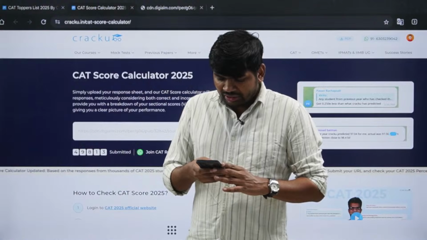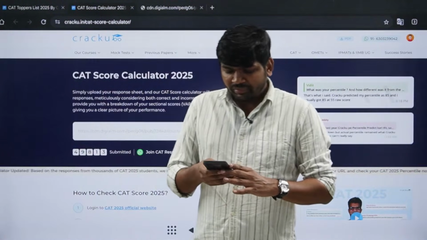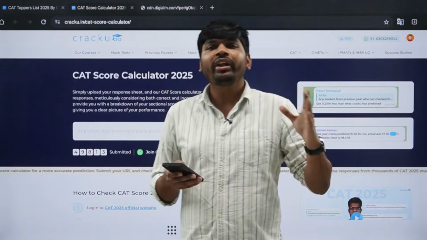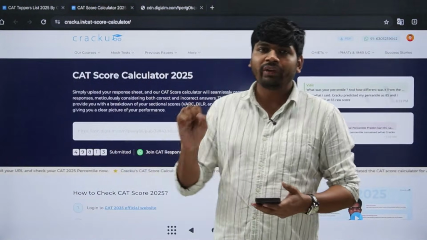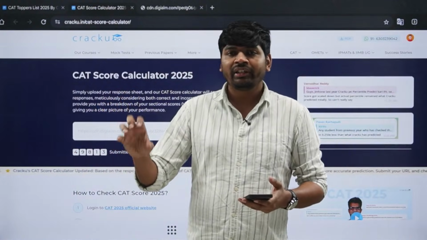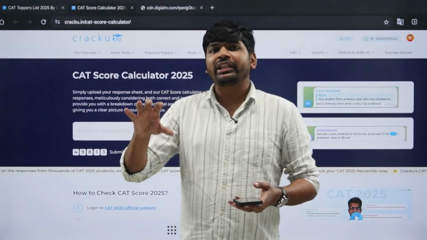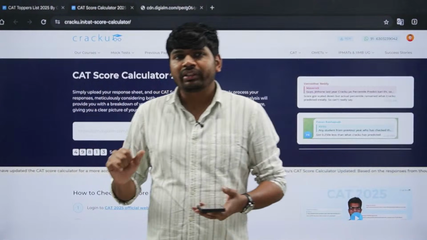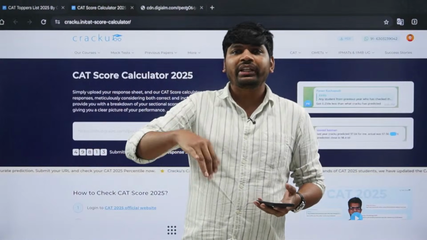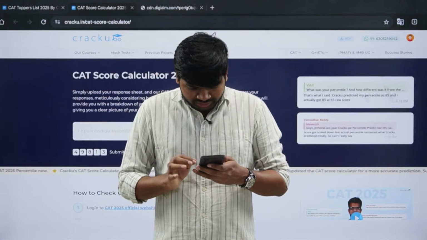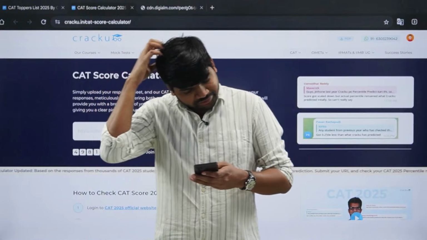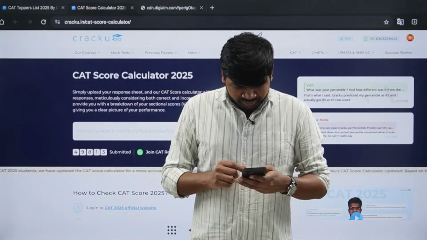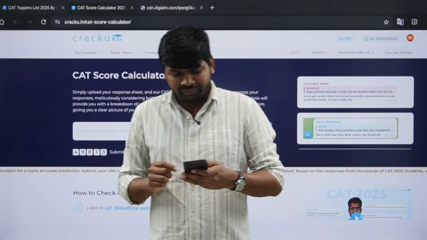DILR 70 percentile in slot 1. See, whenever you upload your response sheet here, you will get exactly what percentile you are getting, and you can check whether you are getting 70 percentile. If you are at borderline, let's say you are getting 72 percentile according to the Cracku percentile predictor, then it is a borderline case. It can happen, it cannot happen. But a 117 scale score is a very good score. It will be about 99.9, it can be 99.95.